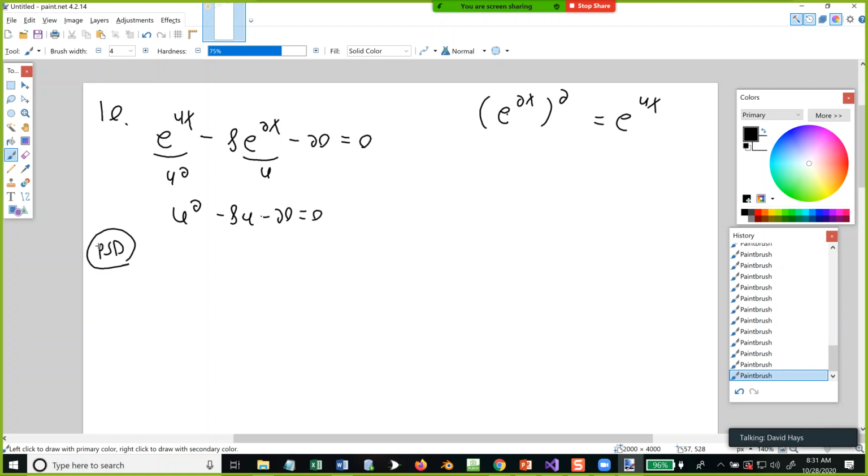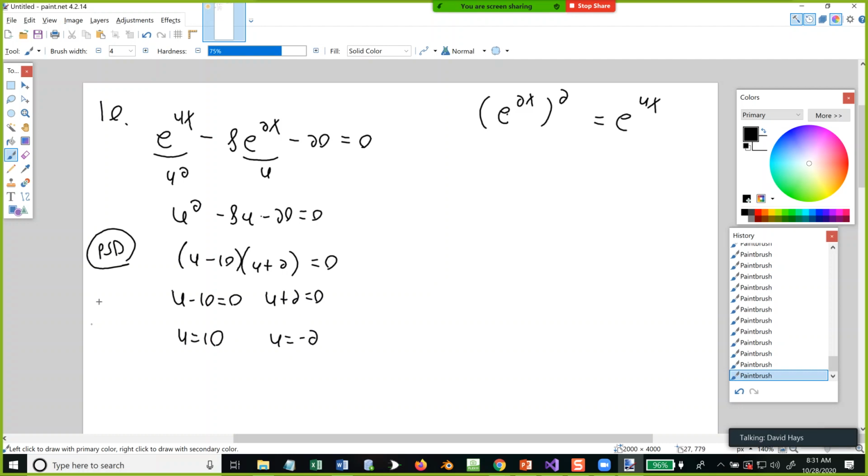This will factor using the PSD. u minus 10 times u plus 2. Zero factor property, set each factor equal to 0. So u minus 10 equals 0, u plus 2 is equal to 0. So I get u is equal to 10, and u is equal to negative 2.